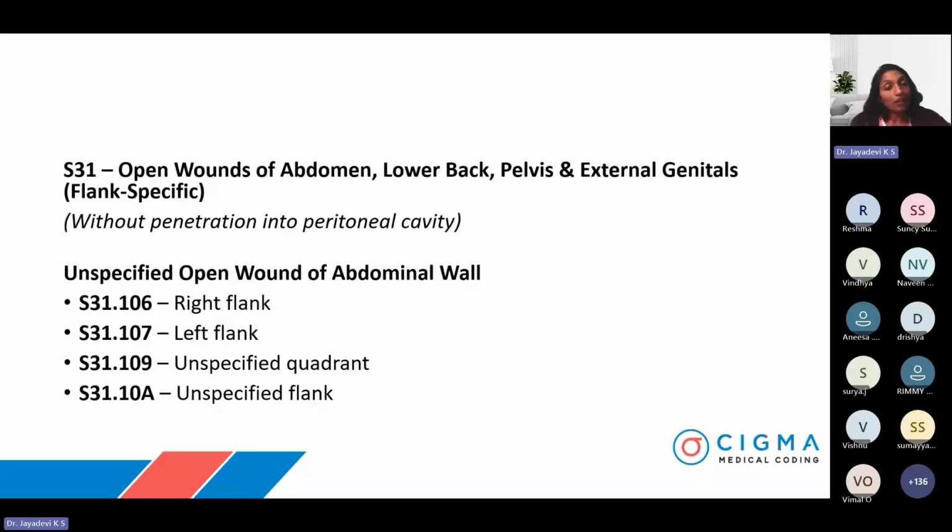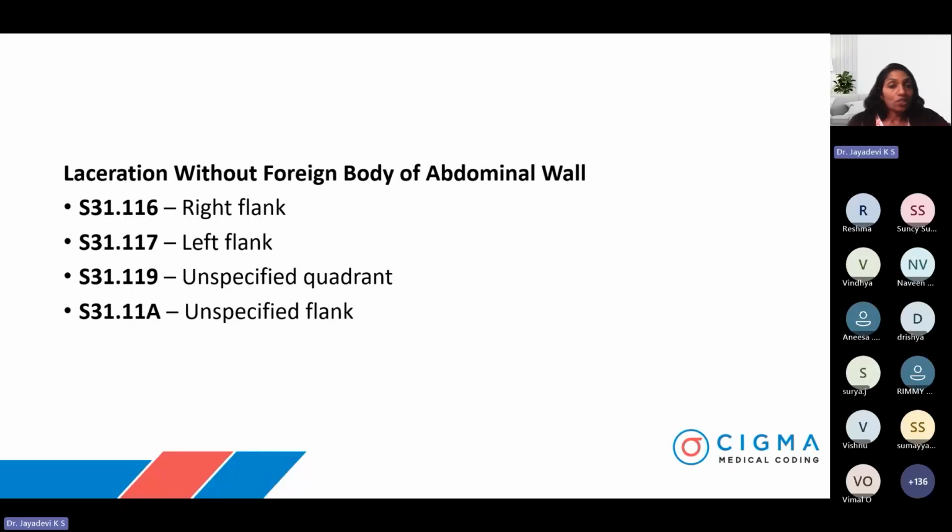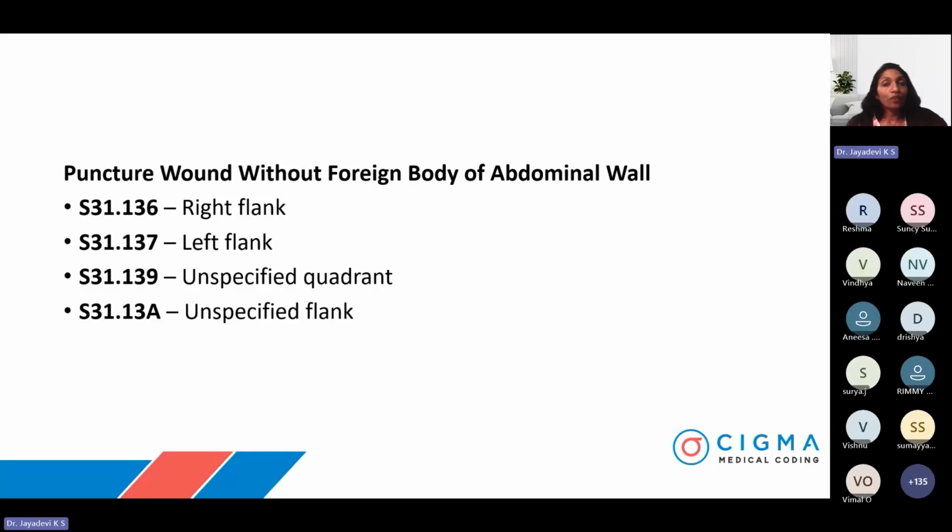Right flank, left flank, unspecified quadrant, and unspecified flank. You have separate code, specific code for them. Similarly, laceration without foreign body of abdominal wall, right flank, left flank, unspecified quadrant, and unspecified flank. S31 category codes are there. Puncture wounds without foreign body of the abdominal wall. Here also the flank codes are there, the site specific, unspecified, and unspecified quadrant also is there.